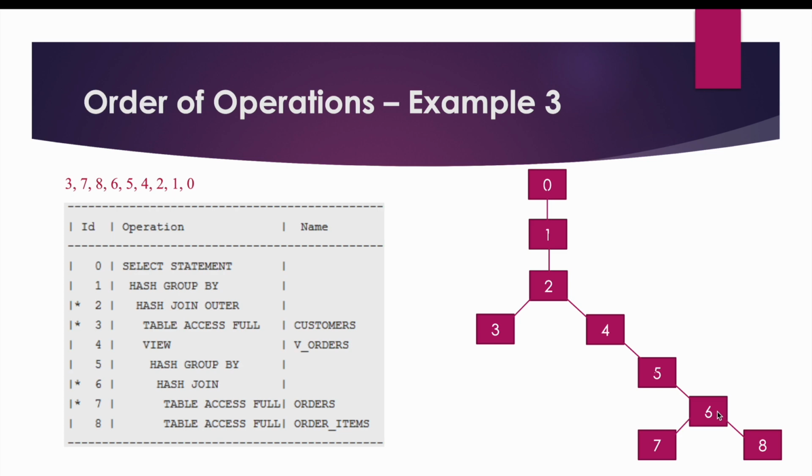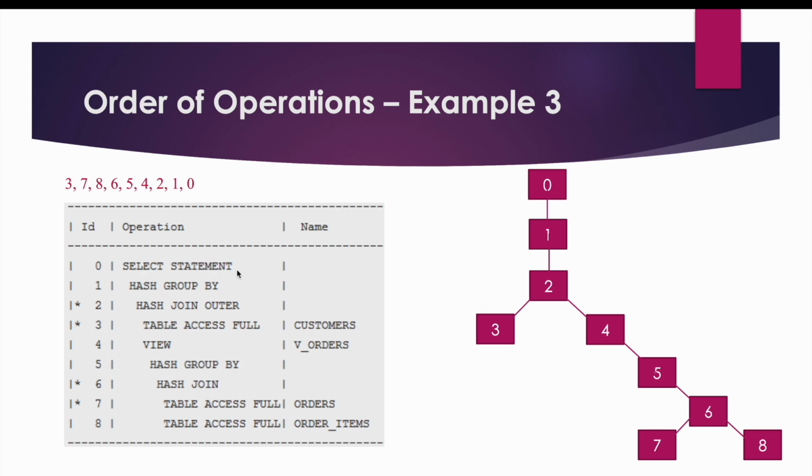Now in order to execute 4, it has to execute 5 first. In order to execute 5, it has to execute 6 first. And in order to execute 6, operation number 7 should execute first because it is on the left hand side. So after 3, operation number 7 will execute, then operation number 8, and then operation number 6, then 5, then 4, and then 2, followed by 1 and 0.